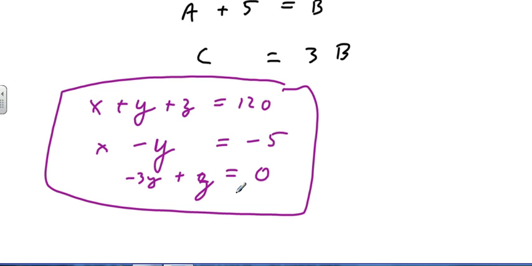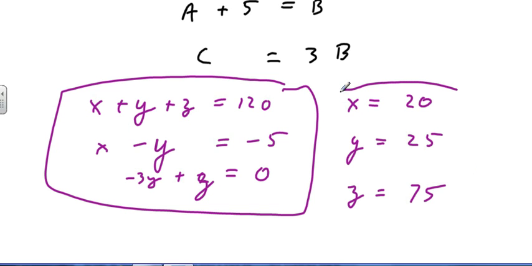And then we hit solve, and it says X is 20, and Y is 25. I could have predicted that, 5 more than the littlest one, right? And the last guy is 75. Z is 75. And now we have the right answer.